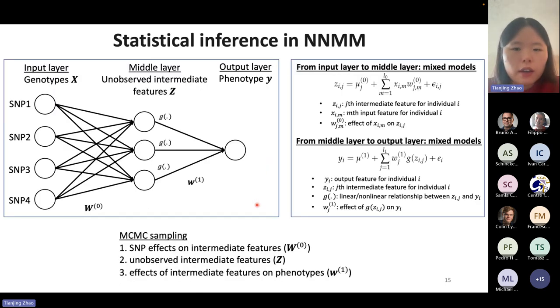Then how do we infer unknowns in NMM? Here are the specific equations. So first we use MCMC sampling to estimate unknowns, and you can see at each MCMC iteration, first we will estimate the SNP effects on the intermediate features. That's this part. We can estimate the SNP effects on the first omics, then on the second omics, on the third omics. And then step two, if we have some missing data in the middle, then we will estimate the missing intermediate omics data. And next step, we will estimate the effect of the omics on the phenotypes, this part.